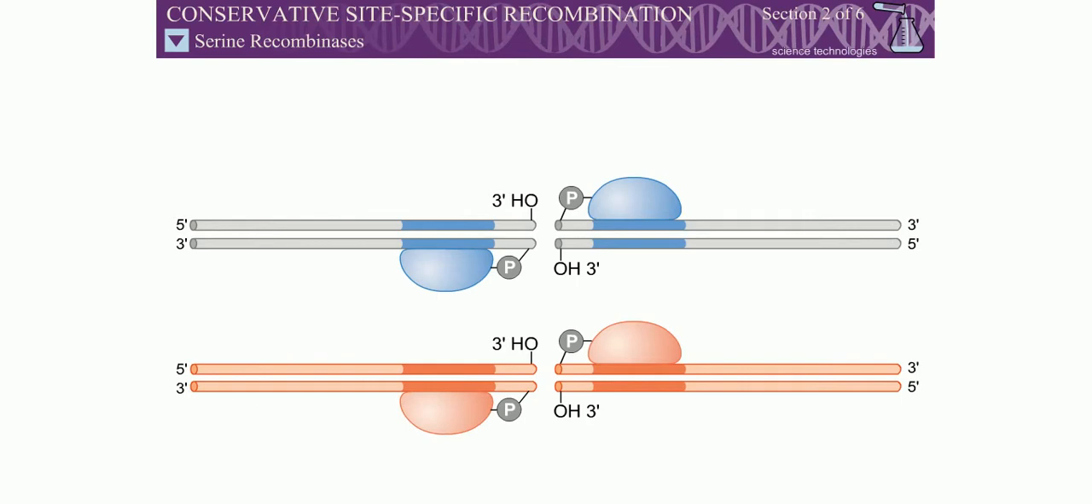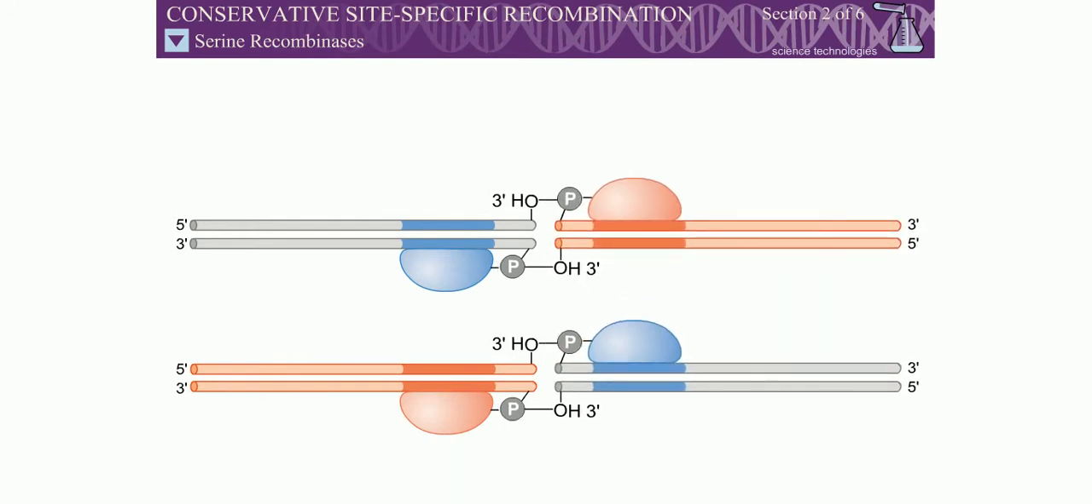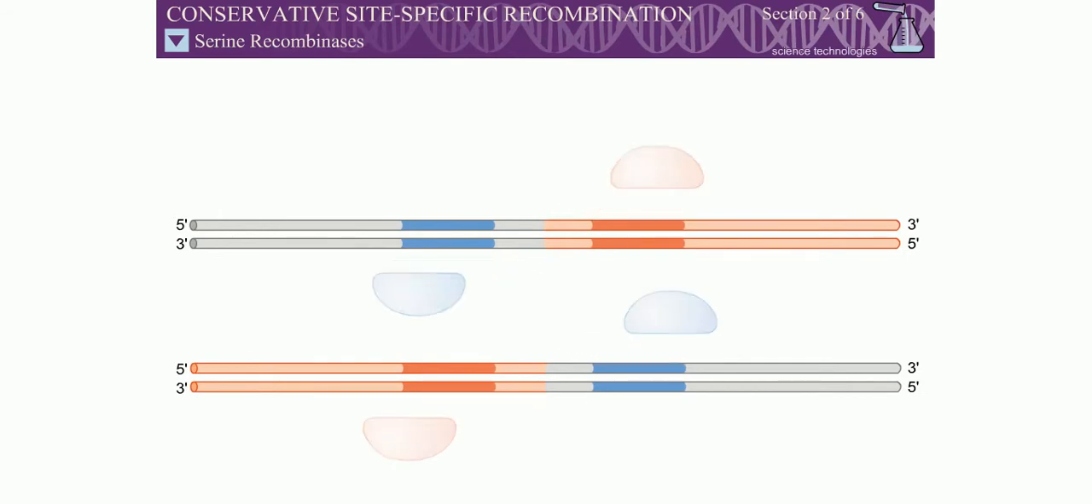The covalent protein-DNA intermediate conserves the energy of the cleaved phosphodiester bond. As a result, the DNA strands can be rejoined simply by reversing the cleavage reaction. Site-specific recombination is called conservative because every DNA bond that is broken during the cleavage reaction is resealed by the recombinase without any input of external energy.